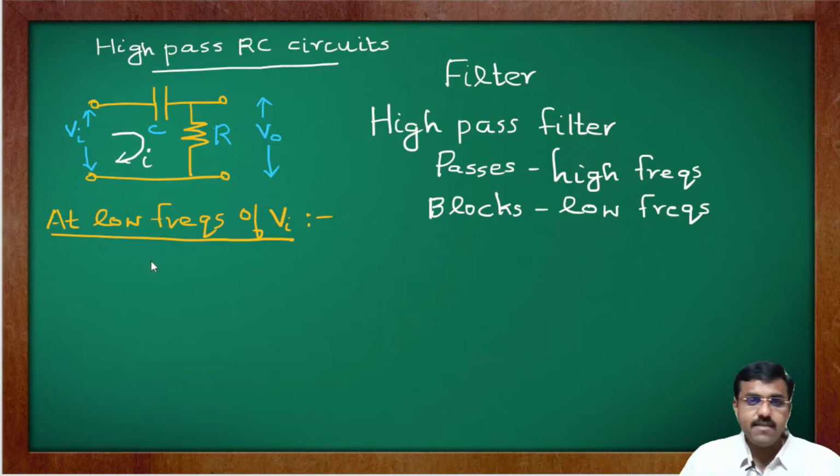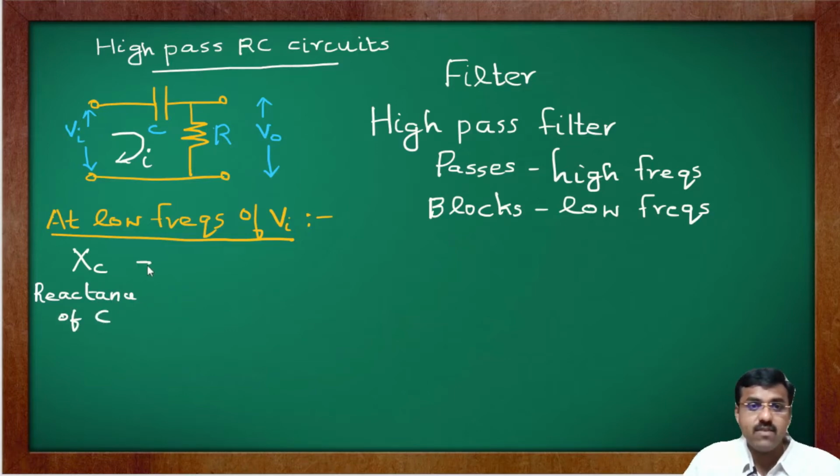At low frequencies of Vi, you have a capacitor here, and the reactance of the capacitor is frequency dependent. Reactance will change depending upon the frequency. What is the expression for Xc, the reactance of the capacitor? Xc is 1 by omega C, which is equal to 1 by 2 pi F C.